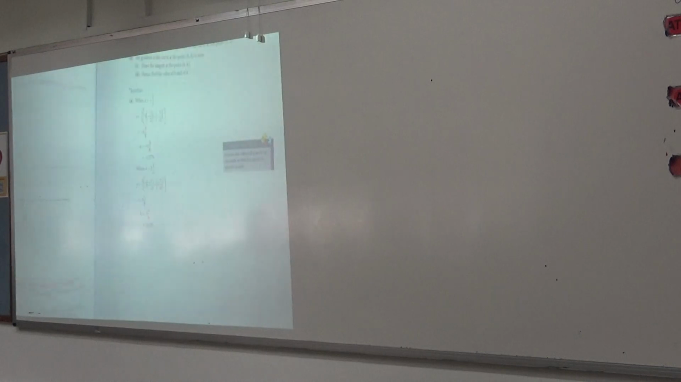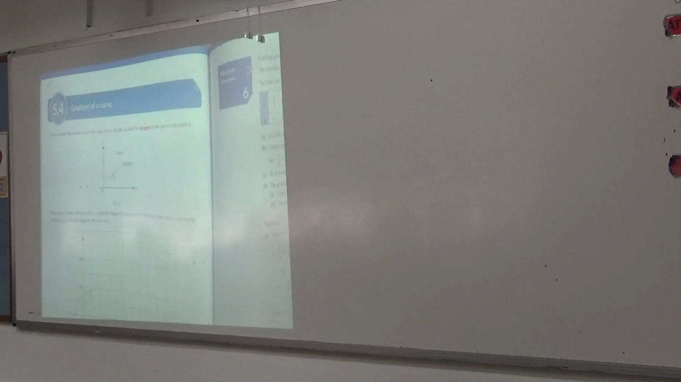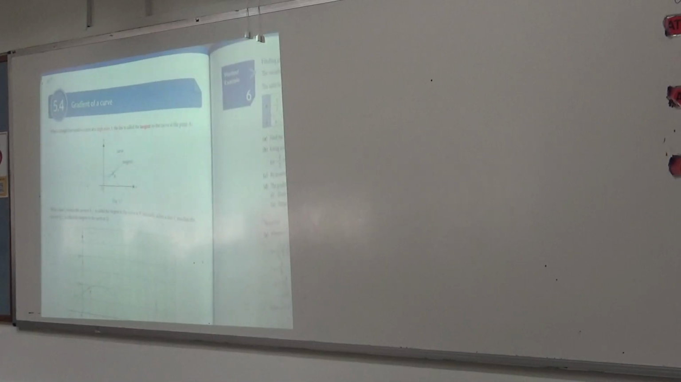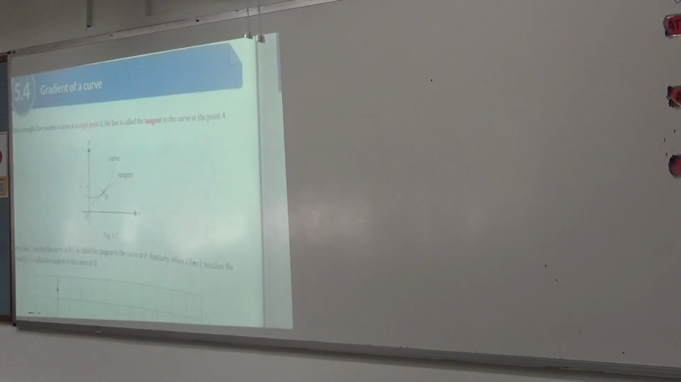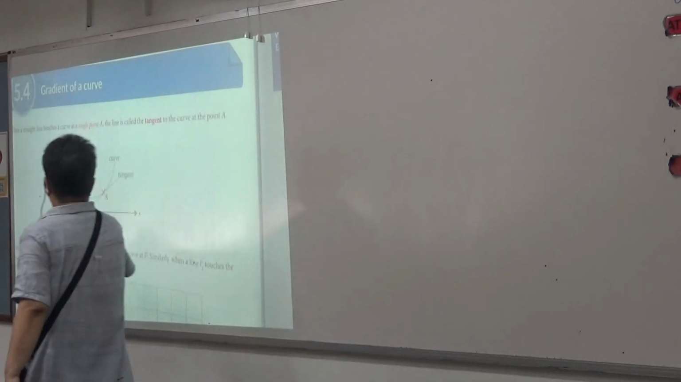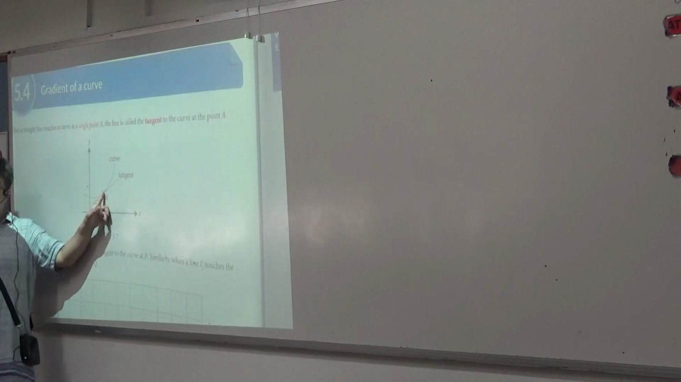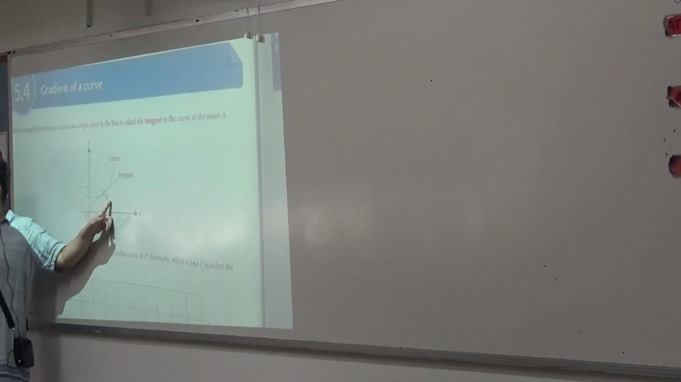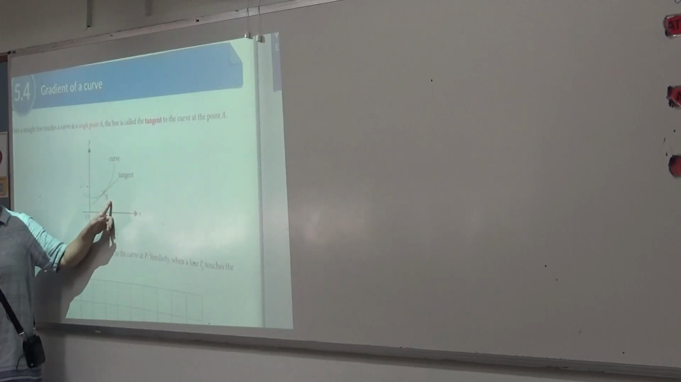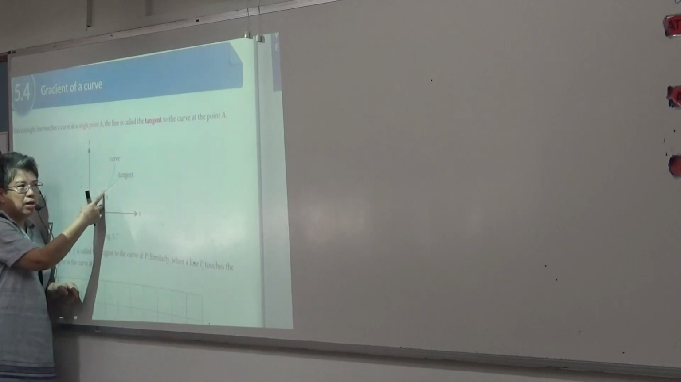Now next one that I have is this. Gradient of a curve. Now I'm going to tell you what we mean by gradient of a curve. Now everybody look at this graph on the board. This is the curve, right? Remember in A-Maths I told you if I have a line and it touches the curve at one point, this line is called a tangent. Remember? A tangent.